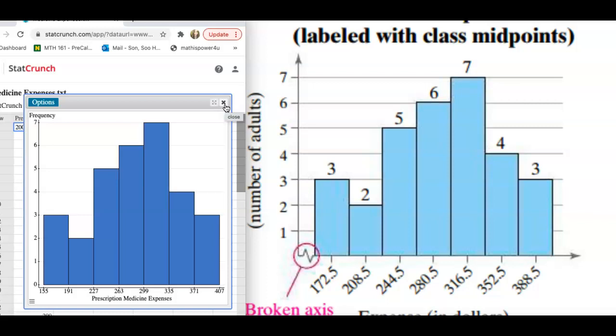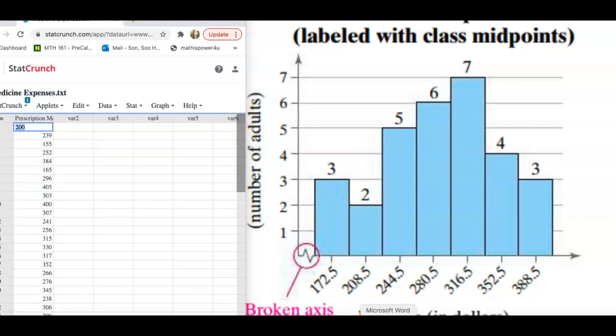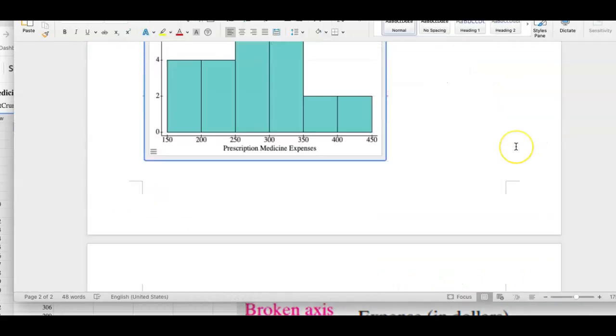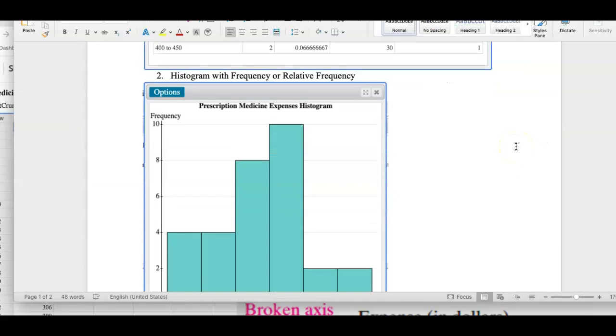But I'll be back to go over the third one, the frequency polygon, because I'm supposed to do that. But I just wanted to share with you how we can change the class width and the starting point when we are creating a frequency histogram.